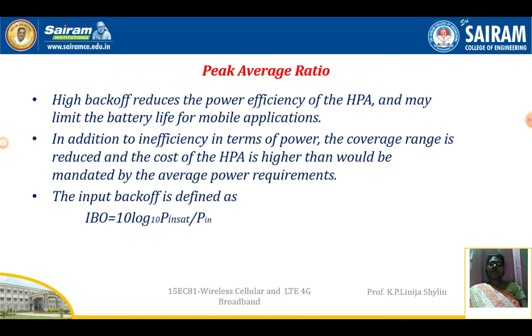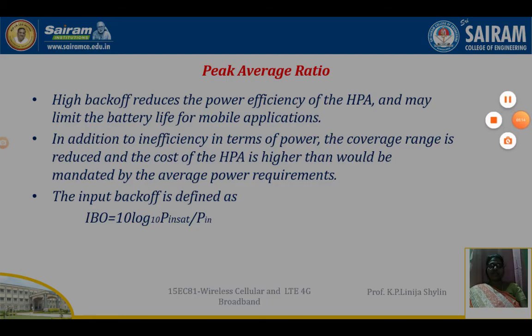Now in the diagram itself you can see that a high back off region reduces the power efficiency of the high power amplifier, and also the battery life will be limited for mobile applications. So the coverage range is reduced. The cost of the high power amplifier is higher than the mandatory average power requirement, so we are going to define the input back off region by using a mathematical expression.